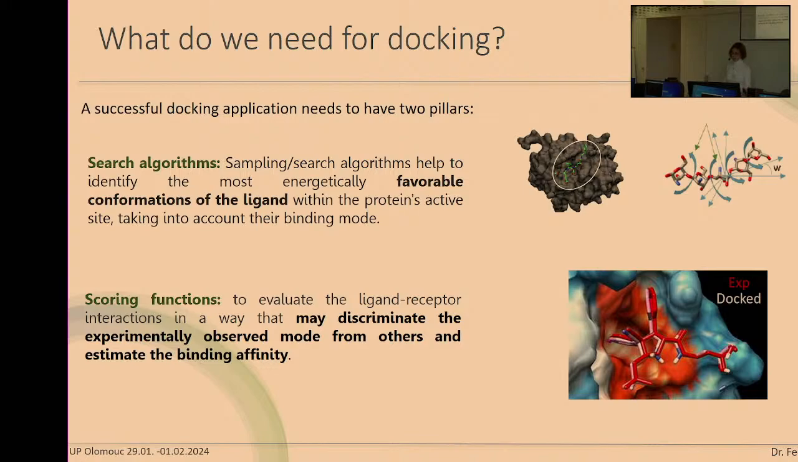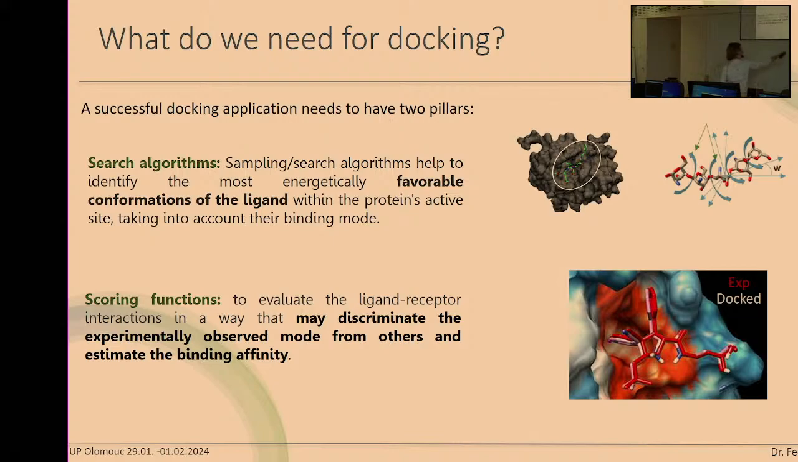Okay? The scoring functions are the algorithms that predict the binding affinity. For each conformation we have generated, we will have a scoring function that predicts its binding affinity. And a good scoring function may discriminate the experimentally observed mode from the others and estimate the binding affinity possibly as the best.